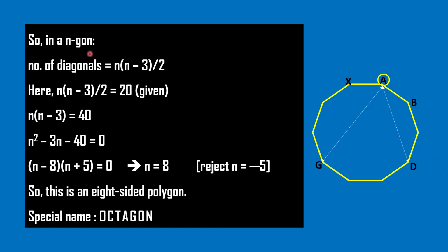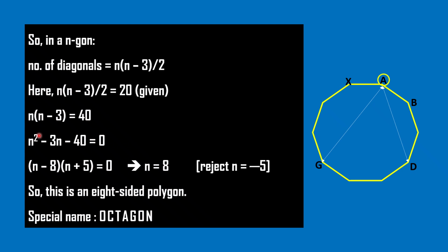So in an n-sided polygon, or as we call it n-gon, the number of diagonals is n into n minus 3 by 2. And here the number of diagonals given is 20. So n into n minus 3 by 2 is 20. So n into n minus 3 will be 40. n square minus 3n minus 40 equal to 0. n minus 8 into n plus 5 equal to 0.